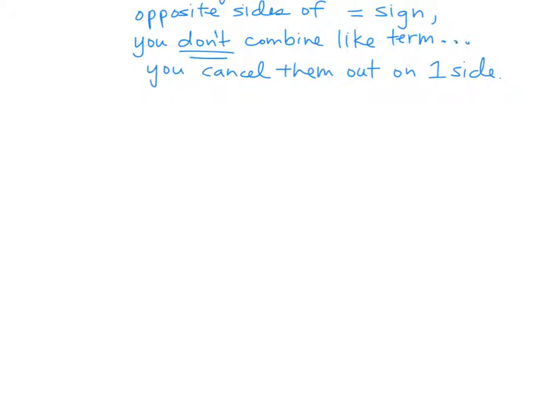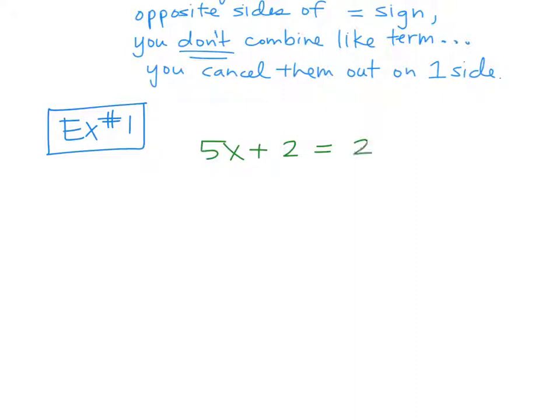Let's say our equation, for example 1 here, is this: 5x plus 2 equals 2x plus 14. Okay? Let me show you how this is different from what we did yesterday.